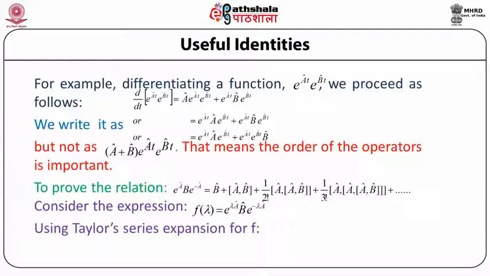Now let us see how we can prove the relation e to the power operator a times operator b times e to the power minus operator a, where this is given by the relation operator b plus commutator of operator a and operator b plus 1 by 2 factorial commutator of operator a with commutator of operator a and operator b plus 1 by 3 factorial commutator of operator a with commutator of operator a with commutator of operator a and operator b plus so on.